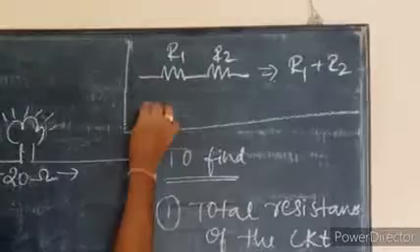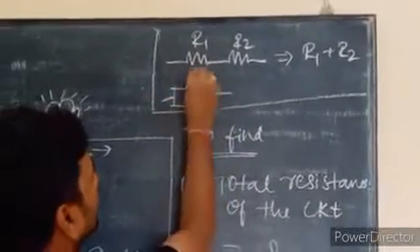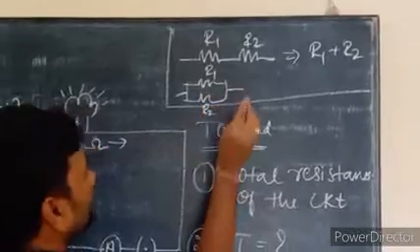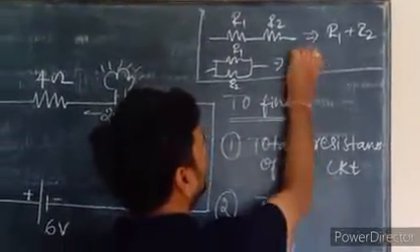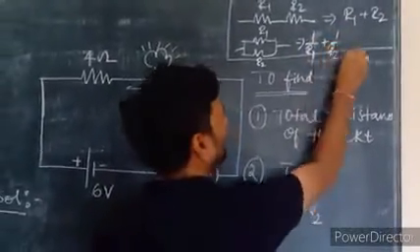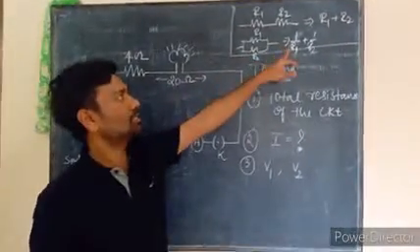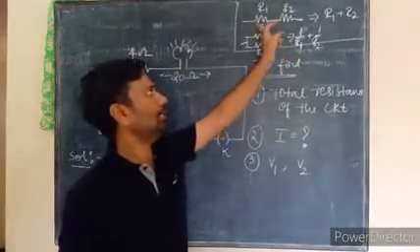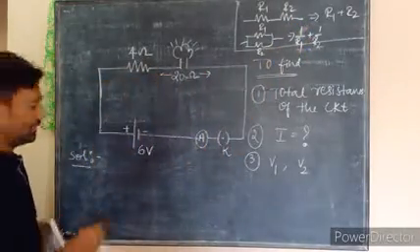If it is parallel, connected like this, this is R1 and this is R2, how to find the total equivalent resistance? You have to find 1 divided by R1 and 1 divided by R2. That is the equivalent resistance. You need to find out whether it is in parallel or in series. Now 4 ohm and 20 ohm are in series.